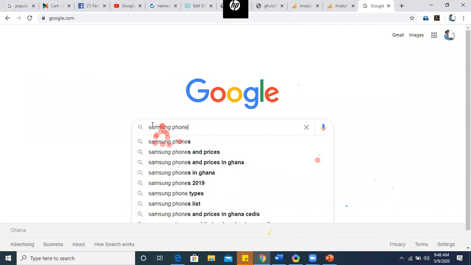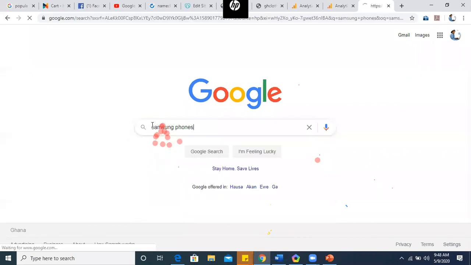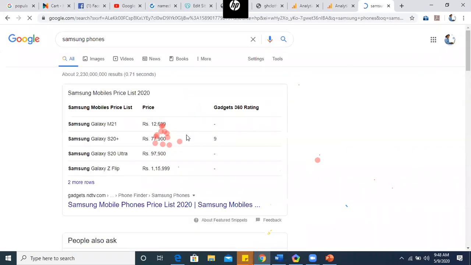Okay, so Samsung phones. I want to buy a Samsung phone. I go on, and now Google is telling me that it has indexed close to 2.2 billion web pages containing the keyword Samsung phones. Okay.